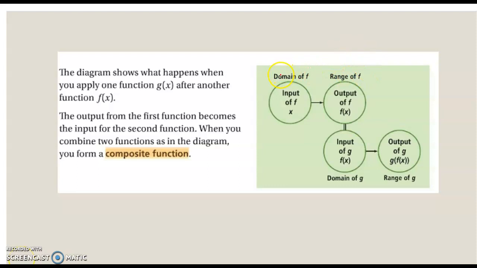You're having the domain of f. It takes you out to the range of f. Well, that range of f becomes the domain of g. Those are the same things. Okay? The range of f is the domain of g. And then you get the output of g, which is your range of g.